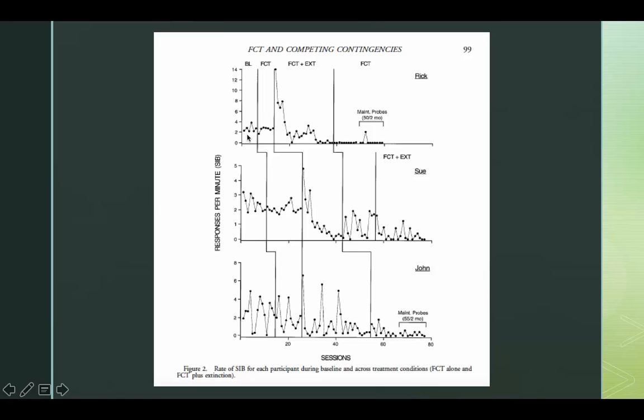So for Rick, for example, when he would clasp his hands together, he would get access to his shirt. He'd also get access to his shirt, though, because this was not on extinction, if he engaged in SIB. And you can see for all three individuals, just having functional communication in place, that is, just reinforcing the appropriate behavior while still reinforcing the inappropriate behavior, resulted in no substantial decrease in the targeted behaviors.